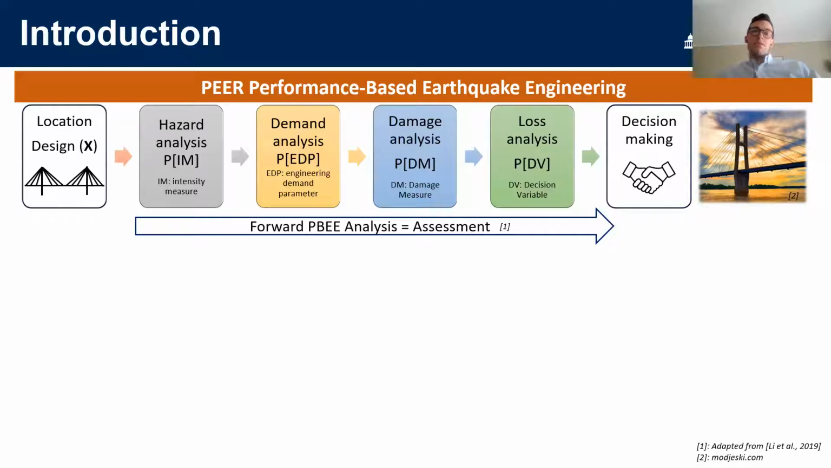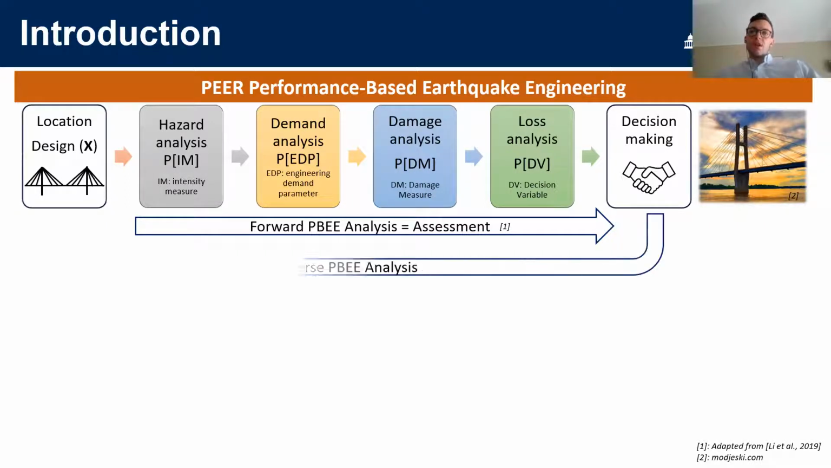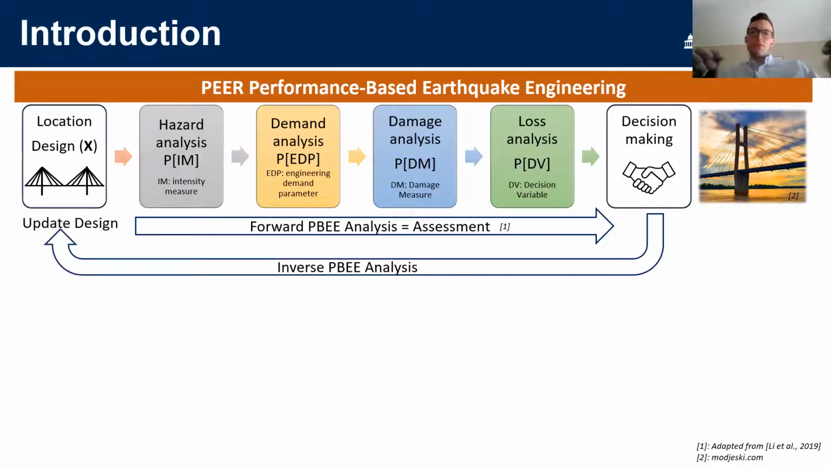This probabilistic distribution is then implemented to calculate the damages, the probability of damage in the structure, and eventually, based on this, we can obtain some measure of loss that can be used for risk-informed decision making. So this procedure is well established in terms of assessment. But if we want to use that for the design of new structures, we somehow need to invert this procedure to update the design and to perform it again until we achieve a satisfactory solution.